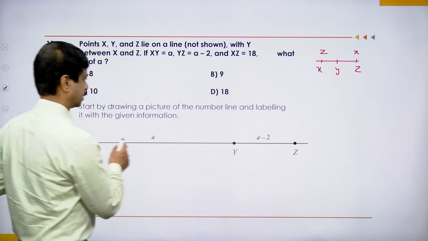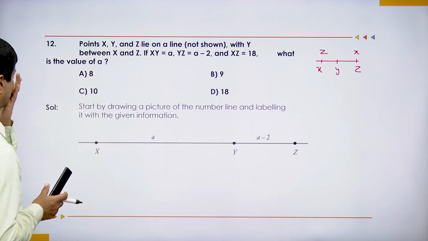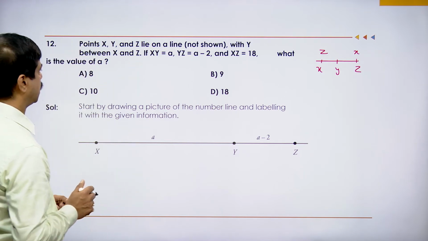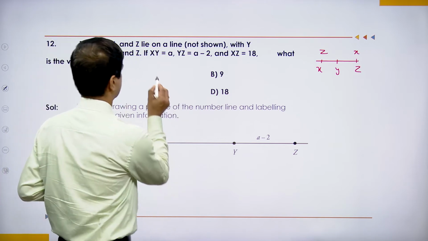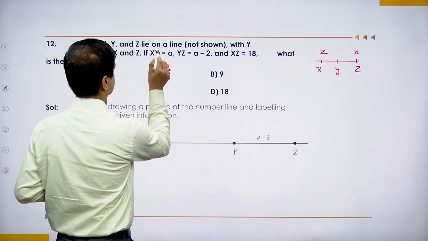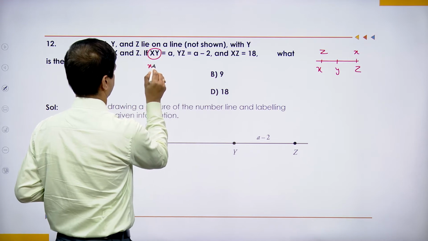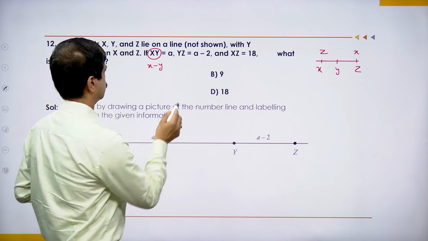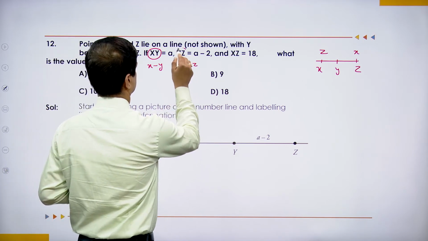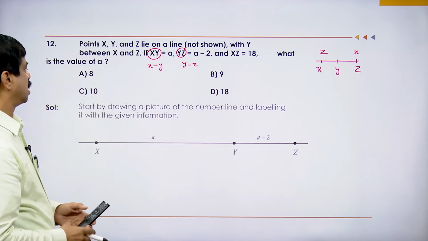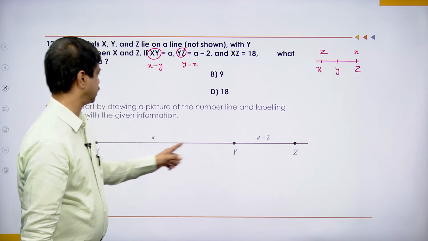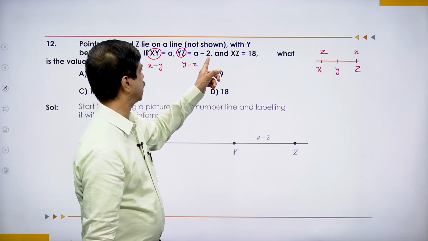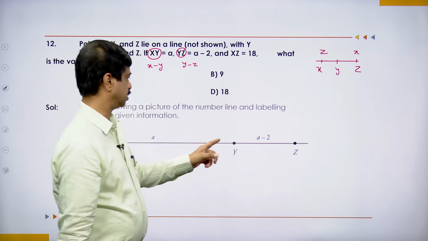Now what is it that he gave? xy equal to a, and this may be x minus y, children. Product will not work. This is x minus y or y minus x, whatever it is. So this is y minus z. So now you can work on it. You see x minus y, the distance is a units, assuming a is positive, and y minus z is a minus 2 units.